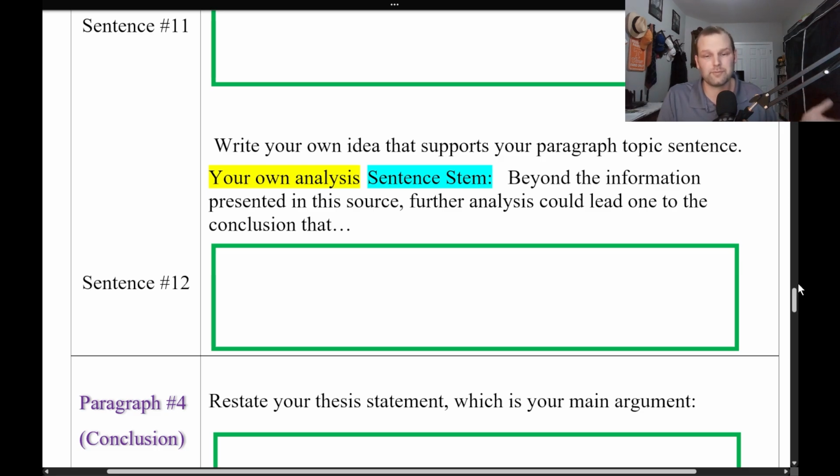Go back and forth between all three of those. You don't want to spend your entire body paragraph just quoting. You don't want to spend your entire body paragraph just paraphrasing. You don't want to spend the entire body paragraph just writing your own analysis either.